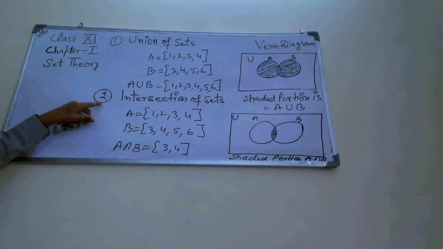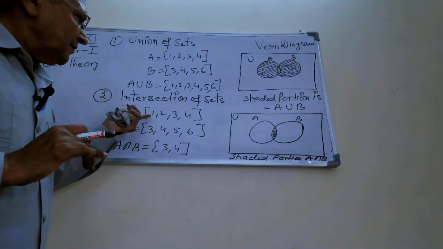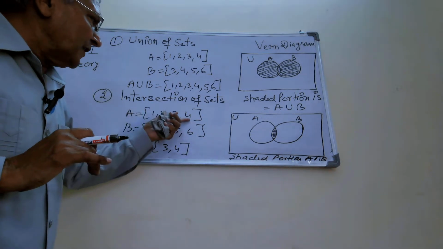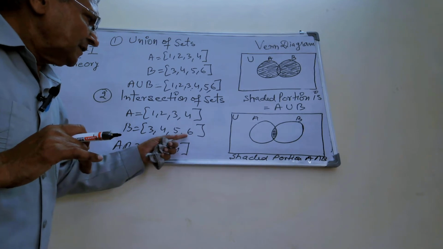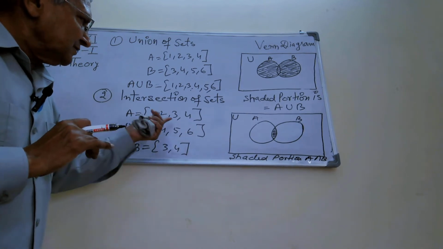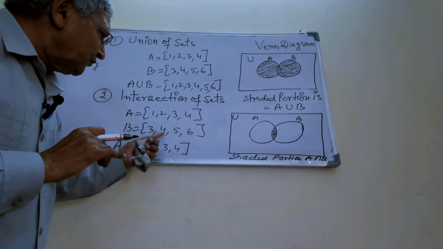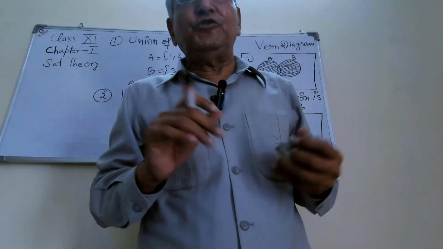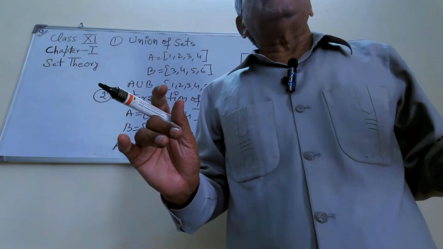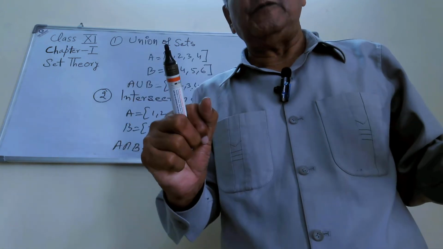Now take second, intersection of sets. This is also very important. There are two sets, A is 1, 2, 3, 4 and B is 3, 4, 5, 6. But there are two elements 3, 4 in A and 3, 4 in B. These two elements should be in the intersection. In intersection, we have to take the common elements. Listen to me very carefully.